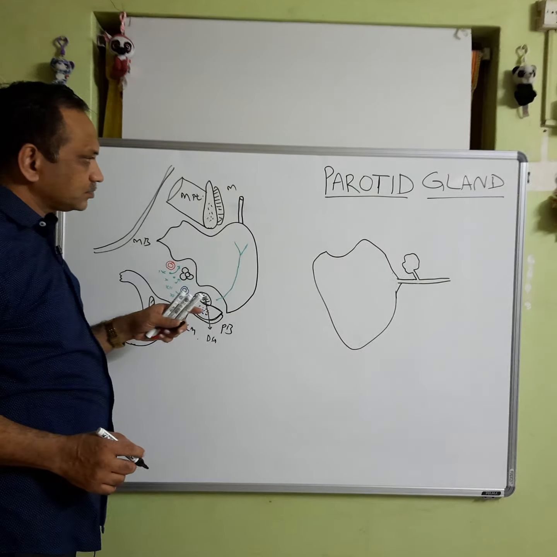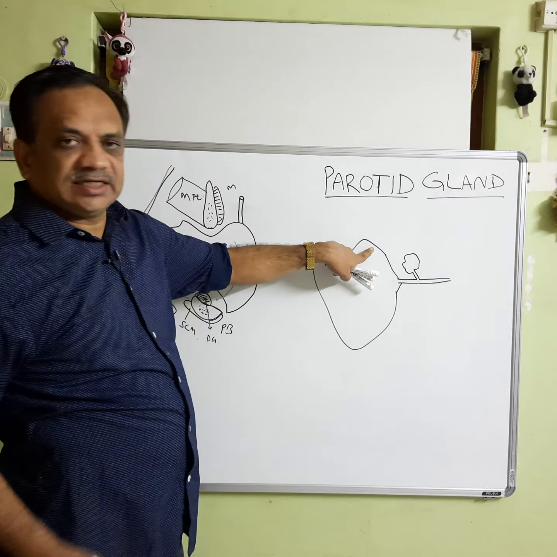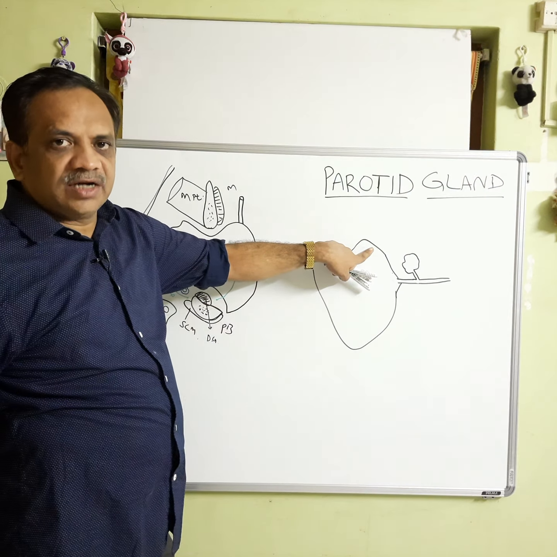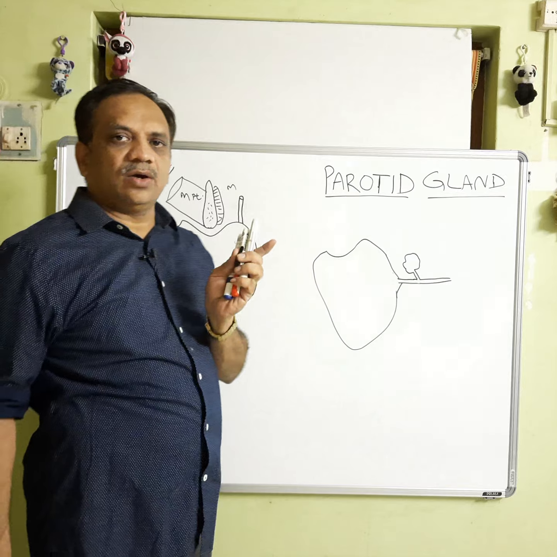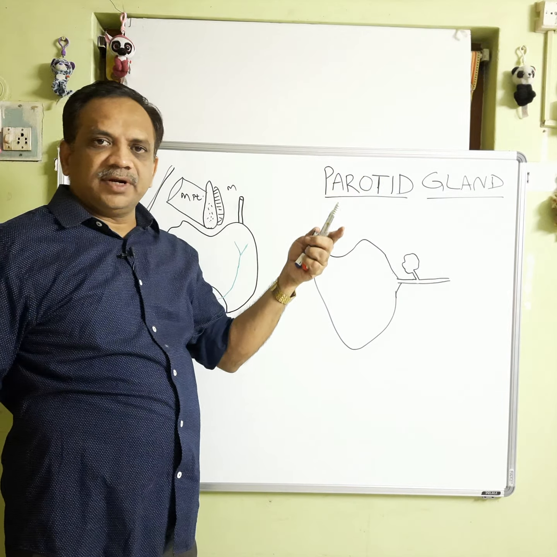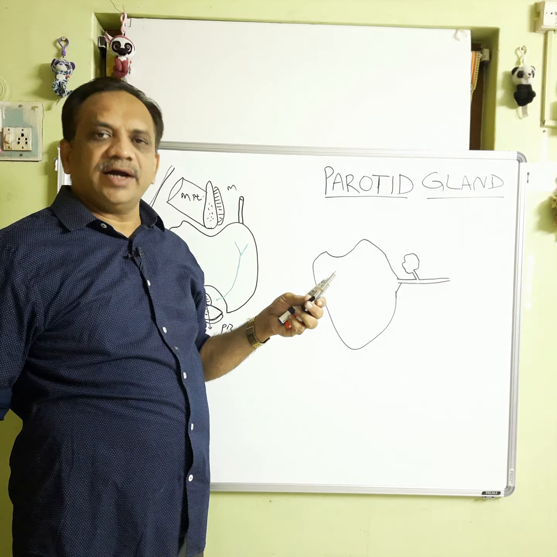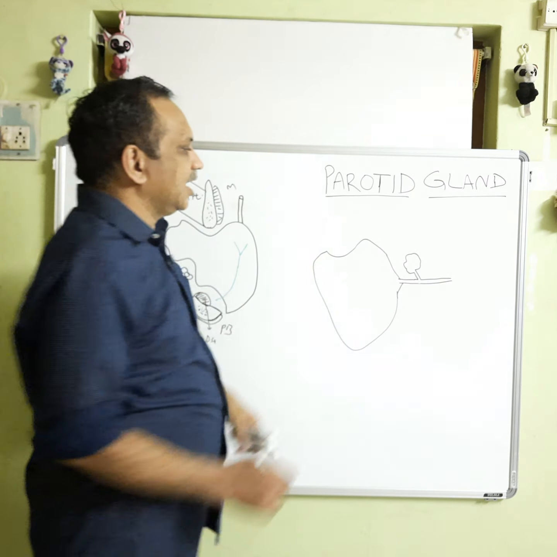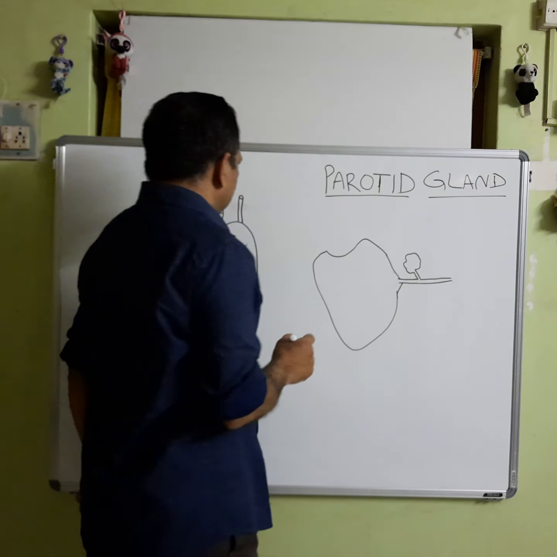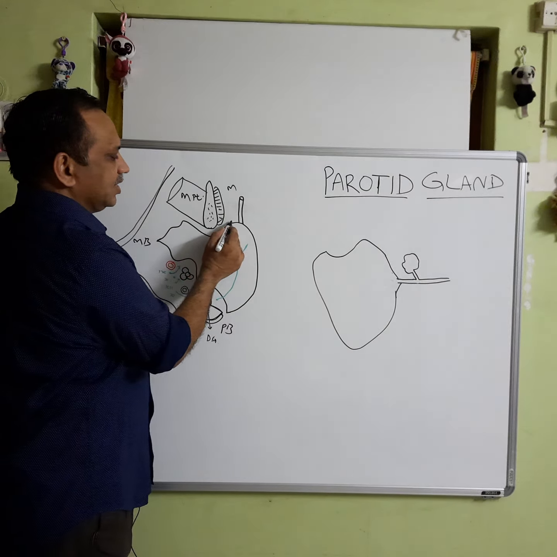Then comes this region, which is related to the temporomandibular joint. Sometimes a part of it may go behind the temporomandibular joint, which is called the glenoid process. It goes behind the temporomandibular joint here only.